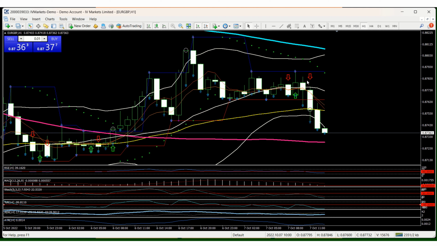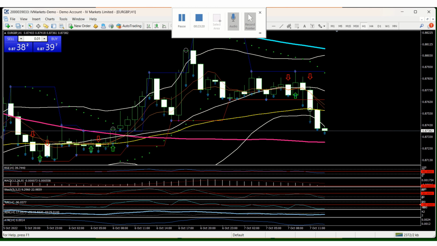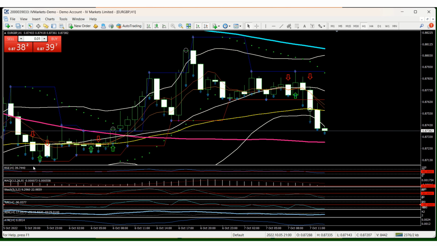Next, if we see the J Indy, it also explains us that it was a downtrend because we can find two red down arrows over here. So again it's a downtrend. If we see the relative strength index, I'll show you guys the relative strength index here.